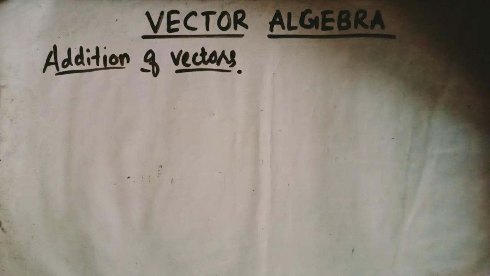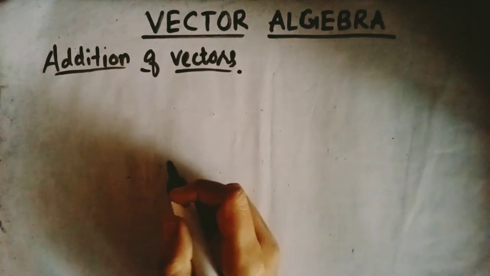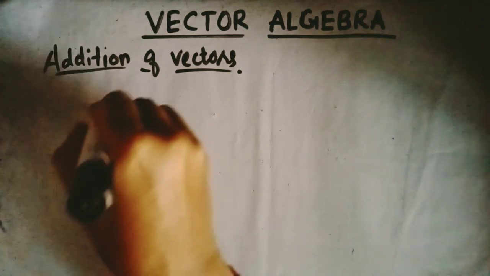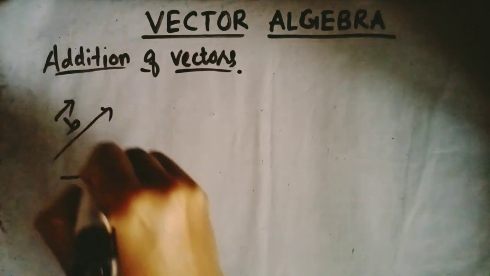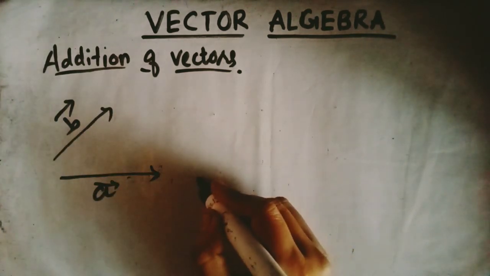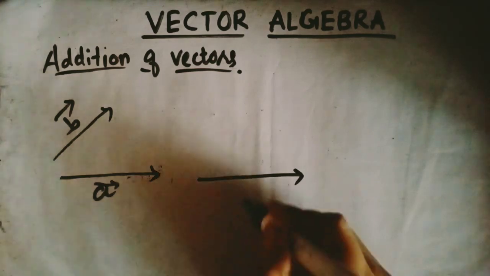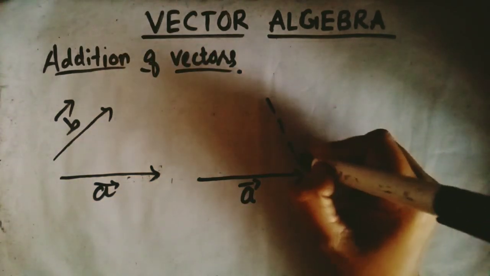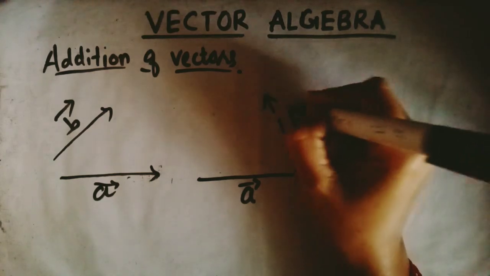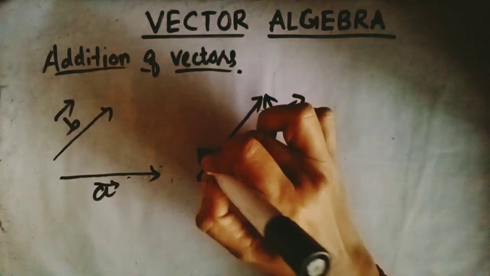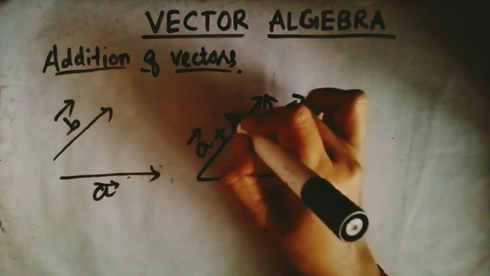So suppose two vectors are there, a and b. Vector a and some vector b, then their addition is represented as vector a and another vector b. So its addition is this a plus b vector.